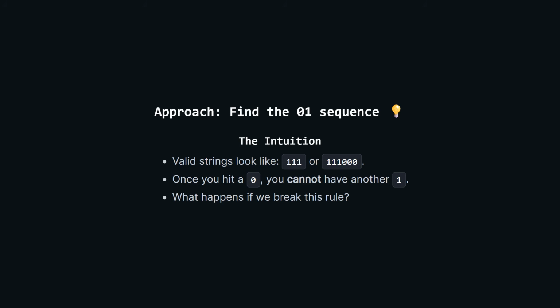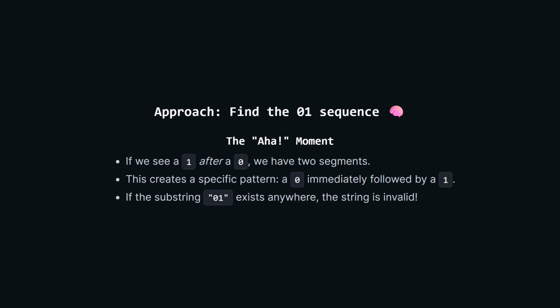Think about what a valid string looks like. Because it starts with a 1, a valid string is just a bunch of ones, possibly followed by a bunch of zeros. The absolute golden rule here is that once you transition from a 1 to a 0, you are never allowed to see a 1 ever again. Let's think about what happens if we break that rule. And here's the aha moment.